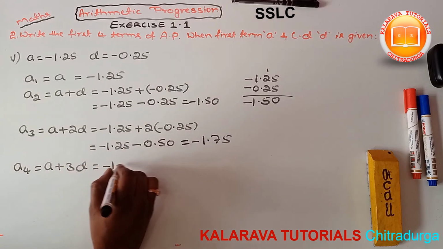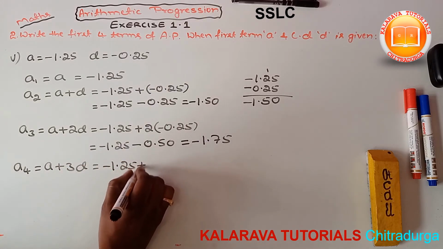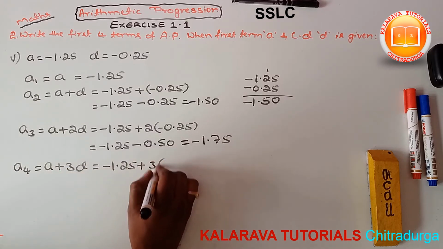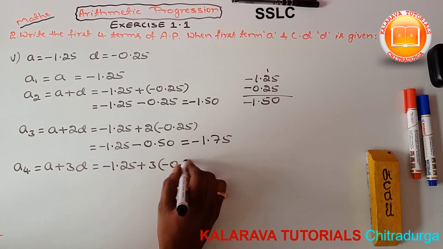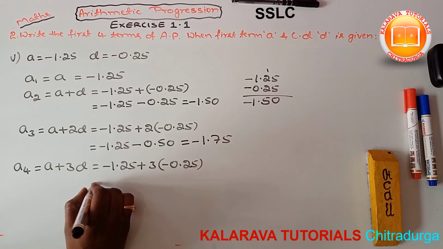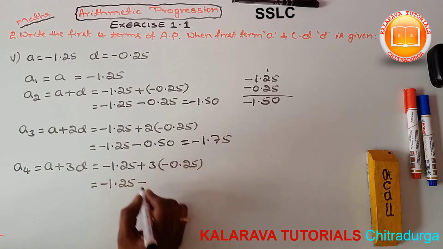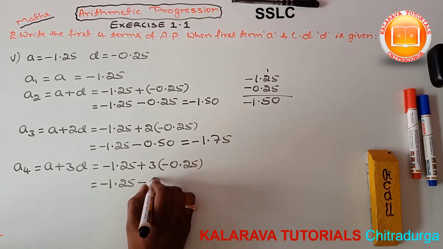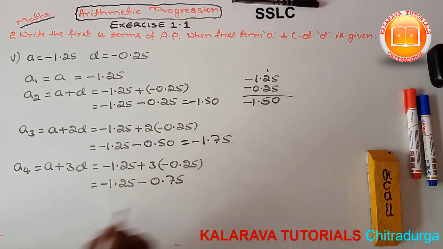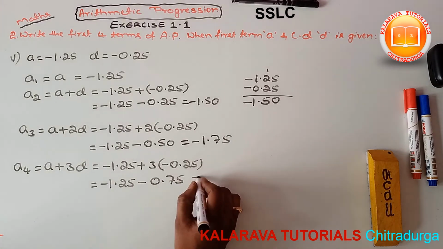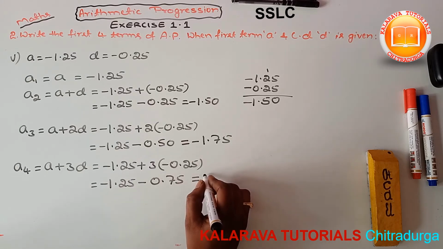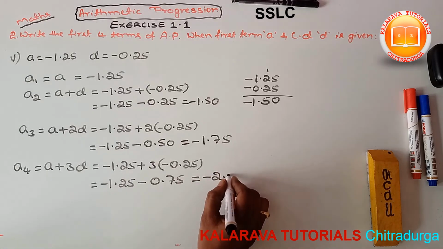Then you have to find the fourth term, that is equal to a plus 3d, that is a is minus 1.25 plus 3 into d is minus 0.25. Here you get minus 1.25 plus into minus, minus, you have to multiply these two, you get minus 0.75. So then you have to add these two, you get minus 2.00.